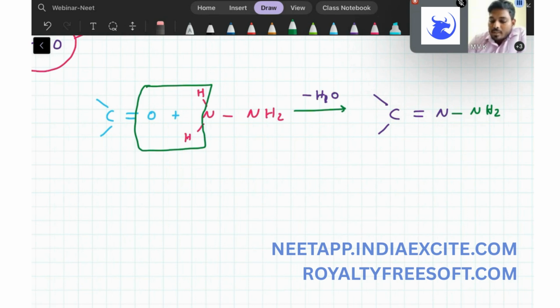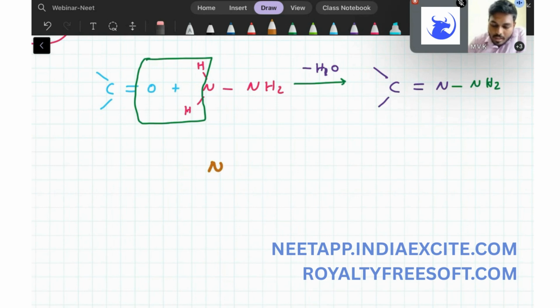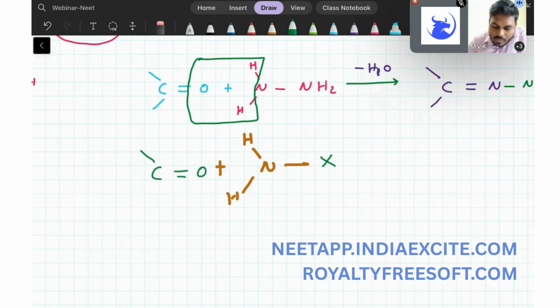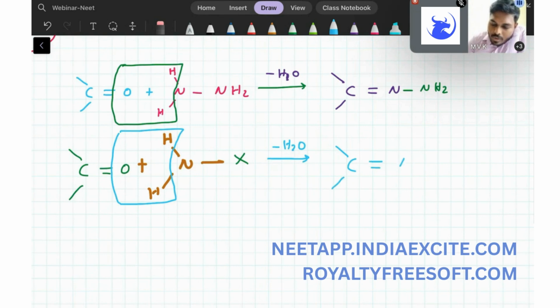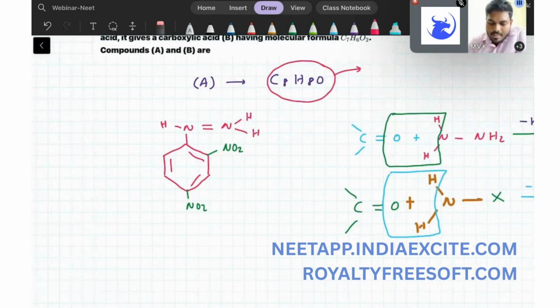If you ask me whether it's only for this compound, no, it's for all the nitrogen containing compounds here, correct? The nitrogen atom must have two hydrogen atoms combined to it, okay? And let's take any group, let's say that group is X, whatever it is. This goes for all carbonyl compounds, be it aldehydes or ketones. The general mechanism remains the same, so we are going to get a product with this kind of structure. That's it. So can we apply the same knowledge here?